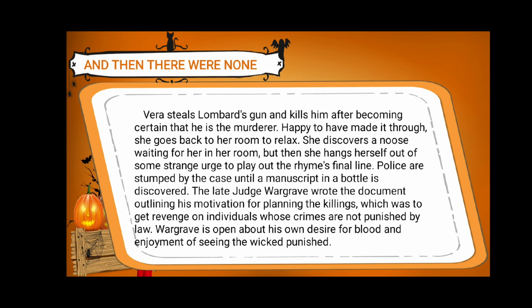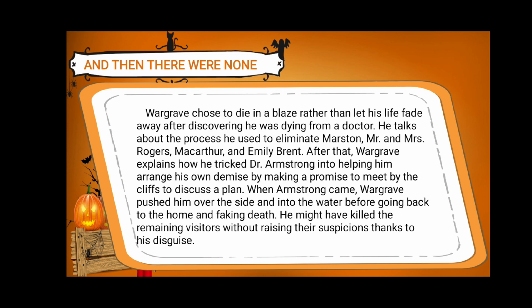Wargrave is open about his own desire for blood and enjoyment of seeing the wicked punished. Wargrave chose to die in a blaze rather than let his life fade away after discovering from a doctor that he was dying. He talks about the process he used to eliminate Marston, Mr. and Mrs. Rogers, MacArthur, and Emily Brent.